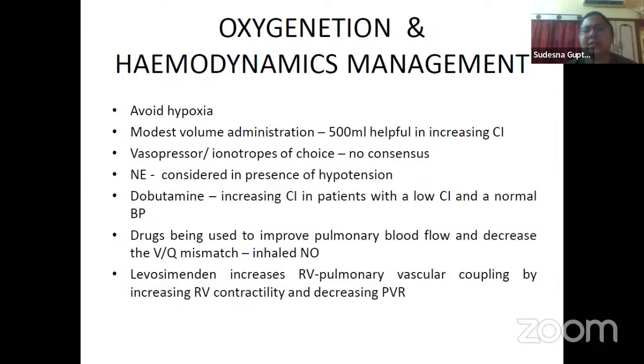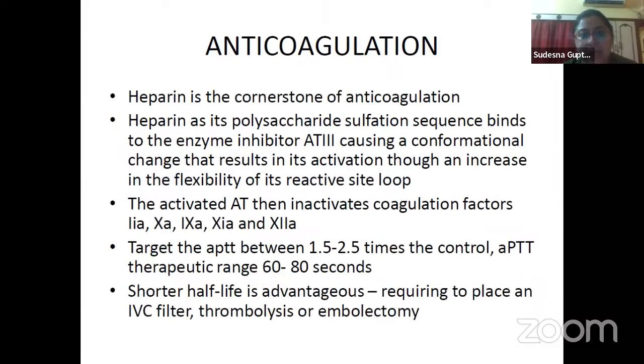Vasopressors: there has been no consensus on which vasopressors or inotropes to initiate with, but we mostly go ahead with norepinephrine, followed by dobutamine to increase the cardiac index, and levosimendan if I am suspecting RV failure, to reduce the RV pressures or specifically improve the pulmonary compliance as well.